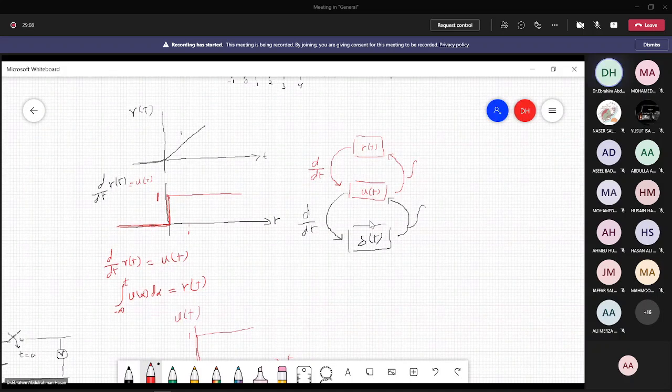What is u of n? Instead of integration, which we use for continuous signals, for discrete we use summation. So here we have summation, and here we have subtraction, the difference.